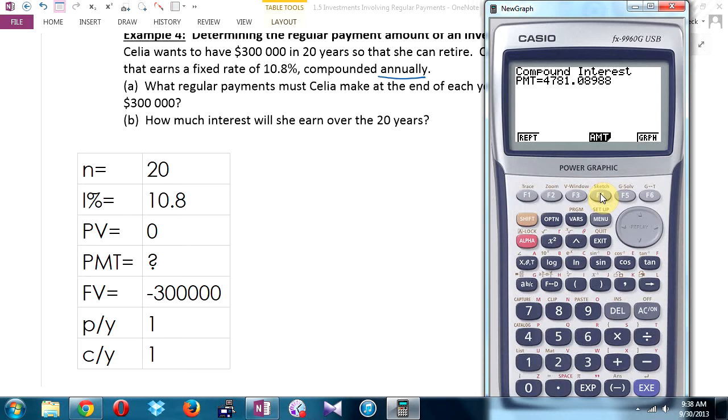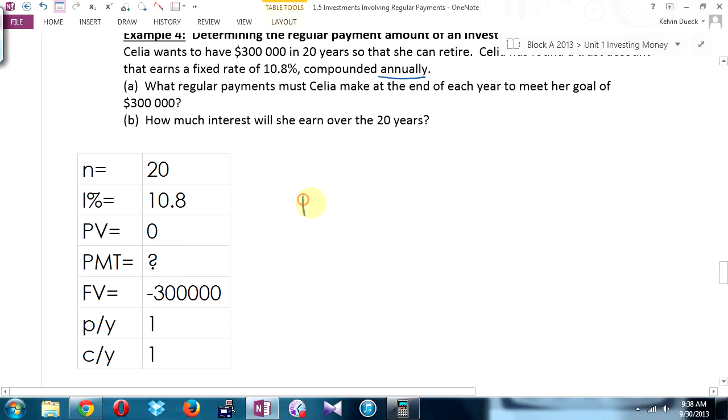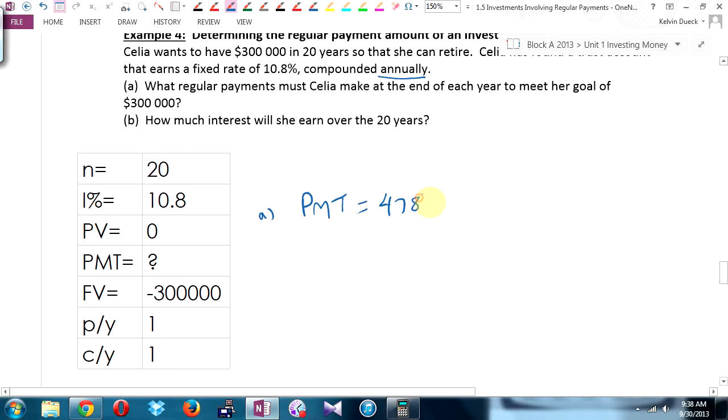So $4,781.09. Okay. Oh, there's a part B. What does part B want me to find, Cole? How can I find how much interest? Oh, that's going to be the final value, which is what? $300,000. Okay.